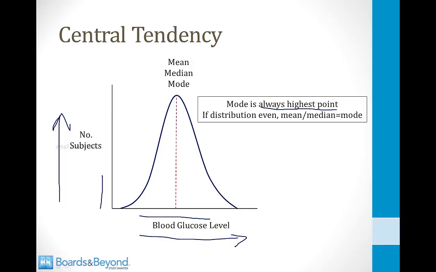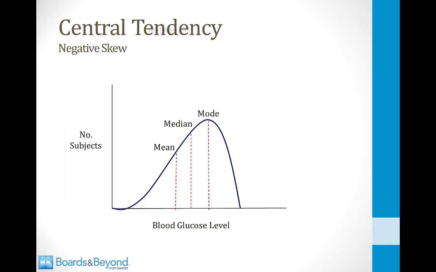Remember, the mode is the number that occurs most commonly, and we have number of subjects over here on the y-axis. So that's the number of times that recording occurs. So whatever this blood glucose level is the most common, and that's why it's the highest point on the curve. If the data are evenly distributed, like in this example here, where there's an even number of measurements on the left side and the right side of the mode, then the mean and median are equal to the mode. So anytime you see a nice, normal, even distribution like this, the mean, median, and mode are always at the top, right in the middle.